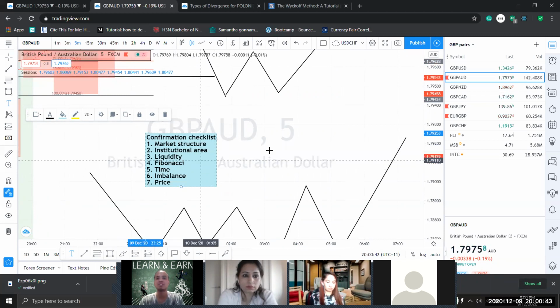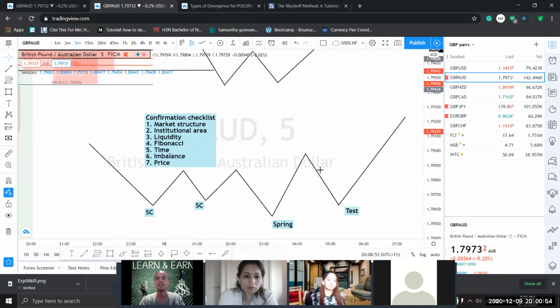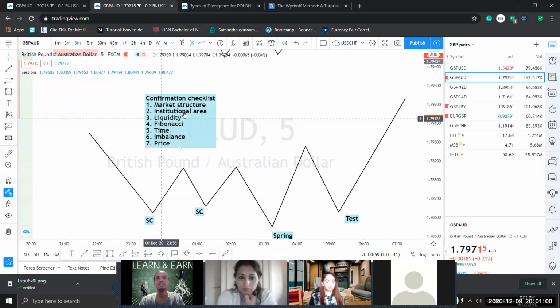The market structure. That means is there any break of structure happening in the market? If yes, then that's your tick. Like here, if there is a break in structure, then that's your tick. Institutional area or institutional candle area. So the market coming back to your institutional candle, that's a tick.